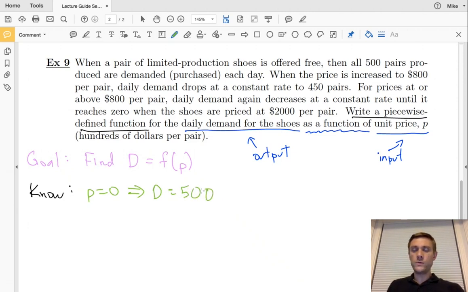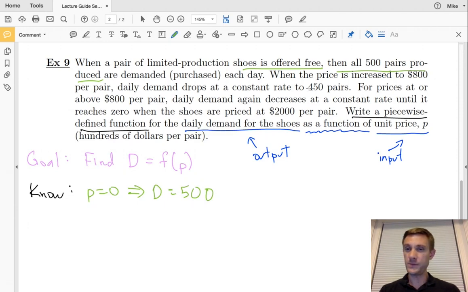So once we hit that, we've got 1 point that works for us. Now let's keep going. So maybe it's worth underlining that, I guess. So when offered free, then all 500 pairs are produced. Okay, so there's one. Okay, price goes up to $800. Daily demand drops at a constant rate.